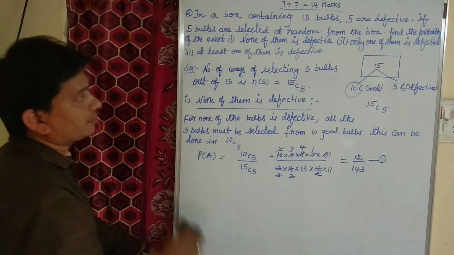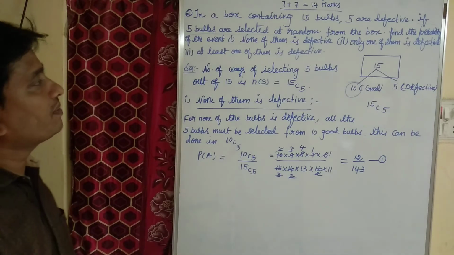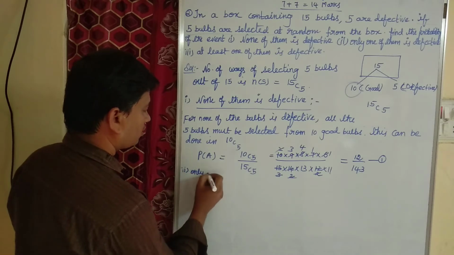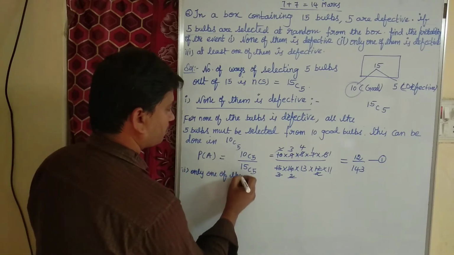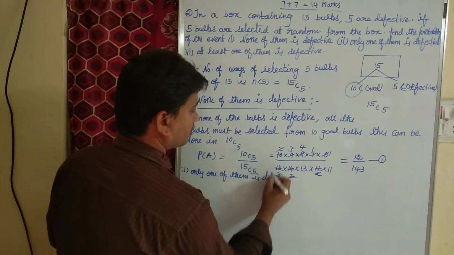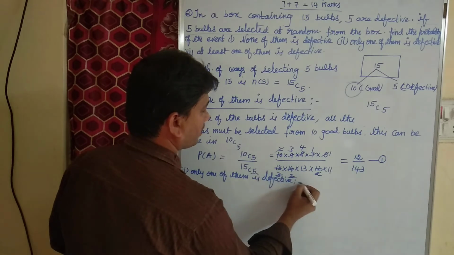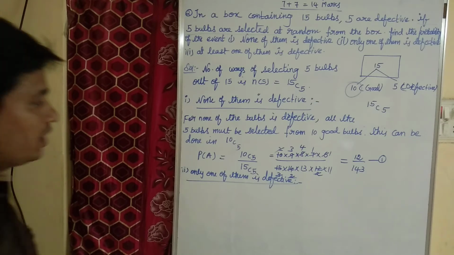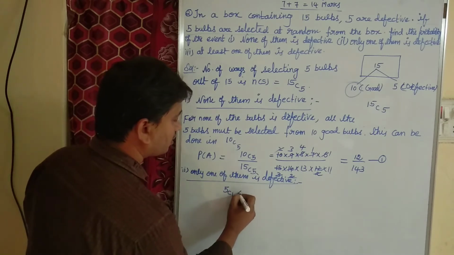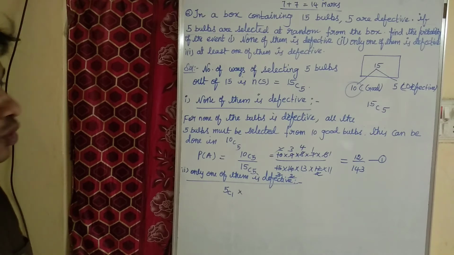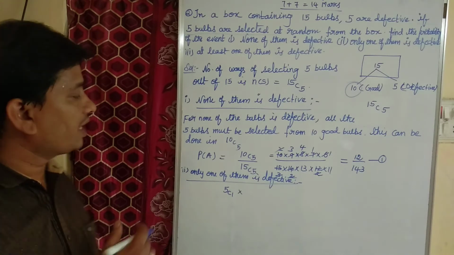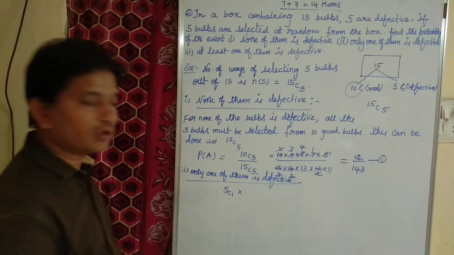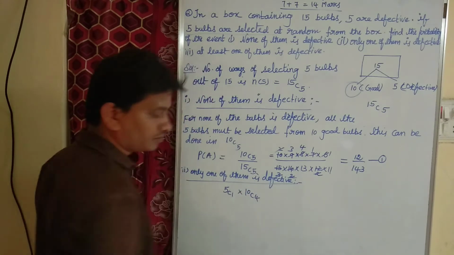Again, coming to the second question. What is the second question? Only one of them is defective. Totally, how many of them are defective? We have 5 defective, right? So we have to select only one. One means 5C1. Totally we have to select 5. One we have selected from the defective ones, that is 5C1. The remaining 4 from good ones only, that is 10C4. Right, children?